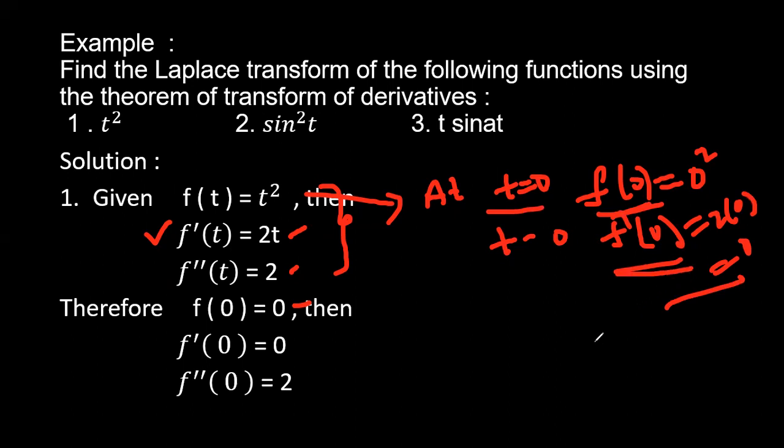f dash of 0 is 0. f double dash of 0 for t is equal to 0. So for t is equal to 0, f double dash of 0 value is 2. Okay, so we don't have the t term here. That's why we'll have a constant: f double dash of 0 at t is equal to 0 is nothing but 2.